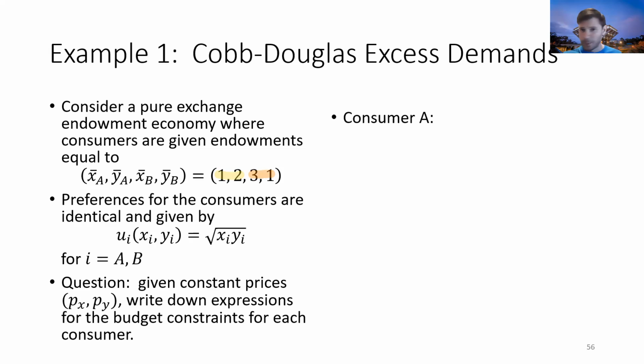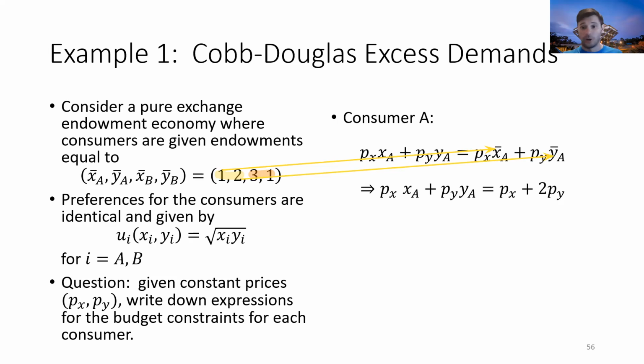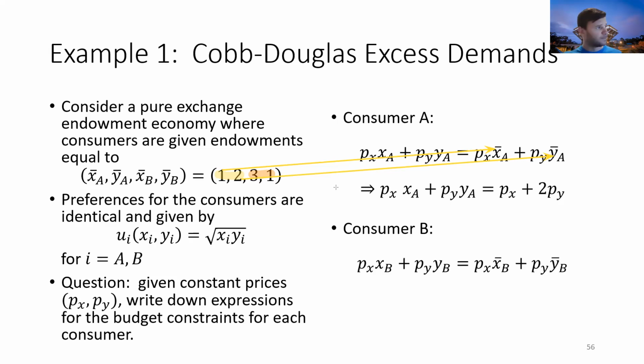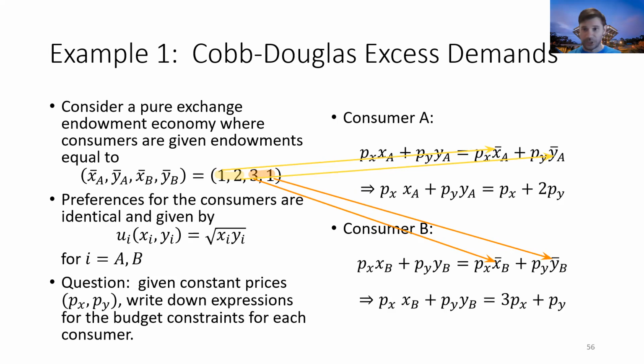Okay, so consumer A's budget constraint will look like this. And all we have to do here is plug in consumer A's endowments for X and Y into those values. And then we will have consumer A's income on the right-hand side corresponding to her endowments. Similarly, for consumer B, we can write out the budget constraint and plug in consumer B's endowment of X and Y. So we can write out consumer B's budget constraint more precisely. Okay, so we have the budget constraints.